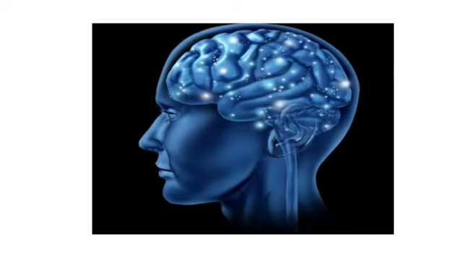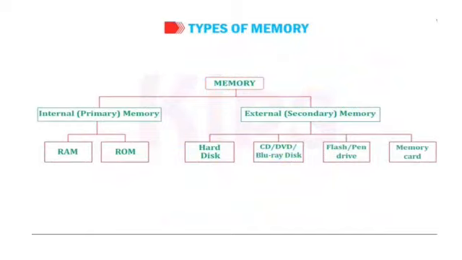Temporary memory is the internal memory, which is also known as the main memory or the primary memory. And secondary memory is an external memory about which I'll be explaining you later on. Let's see the chart. Memory is divided into two: internal or primary memory, external or secondary memory. Internal memory is divided into RAM and ROM, and external memory has different examples like hard disk, CD, DVD, Blu-ray disc, flash drive, which is also known as pen drive, and memory card, and much more. About the external memory, we'll be studying in our next module. Right now, we'll be studying primary memory.